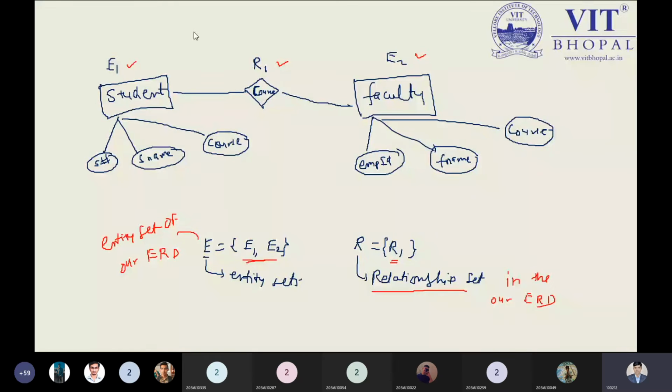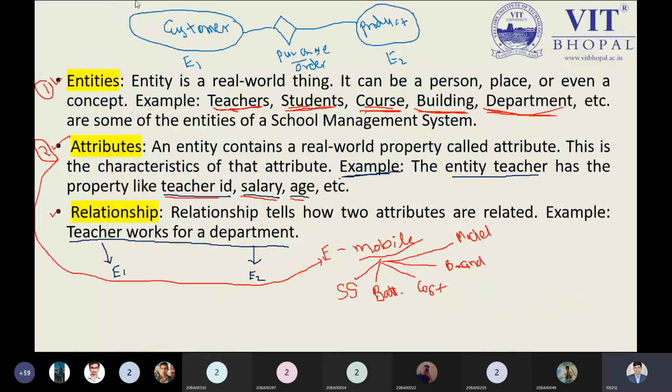And now we were on our important point, the components. As I told you many times, and I'm speaking once again over here, these three components, entity, attribute, and relationship, are the components of the ER model, as we have discussed. So entity is a real world entity, anything, like for example teacher, student, course, building, department in any university or any college. That is the entity. Attributes.